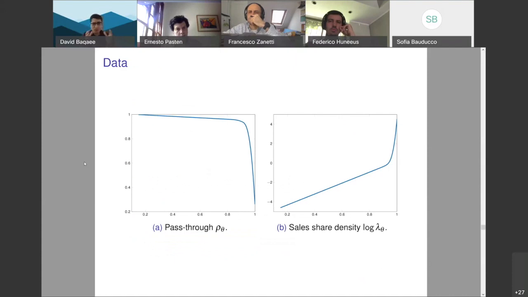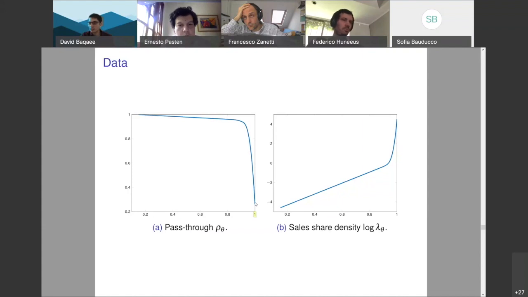So here's the data. These are the estimates by Amiti et al. We just put a spline through them to turn them into functions. So we fit a spline to their point estimates. On the left, we have the pass-through function. You can see that for the smallest firm, the pass-through starts at about 1, so they look very CES-y. And then as you get bigger and bigger, when you get to the largest firm in the economy, the pass-through has gone all the way down to about 0.25 or 0.3.